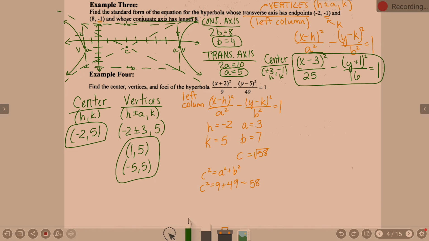And foci, real quick, I didn't think we'd get through this, but foci is going to be H plus or minus C, comma K. So negative 2 plus or minus the square root of 58, comma 5. Do I like that one? Yes, because I can't add or subtract the square root of 58.